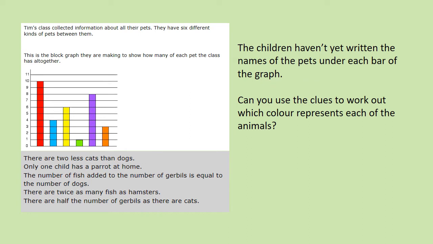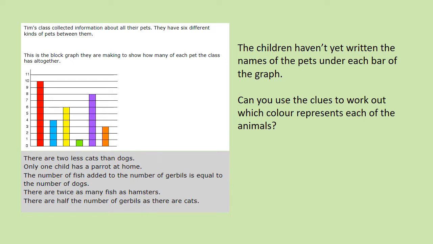So let's have a read through the first problem. Tim's class collected information about all their pets. They have 6 different kinds of pets between them. This is the block graph they're making to show how many of each pet the class has altogether. Here are some hints about which block belongs to which pet.